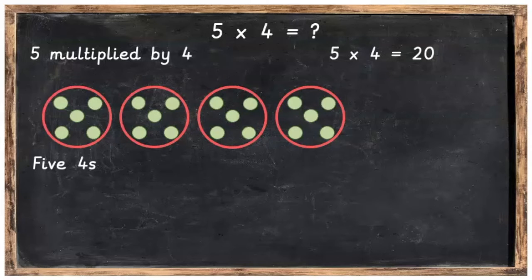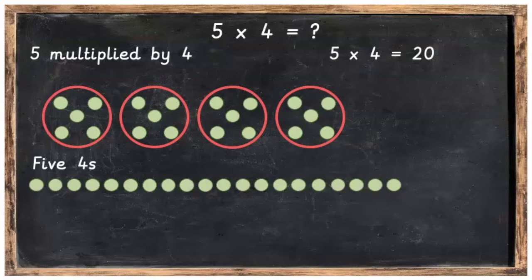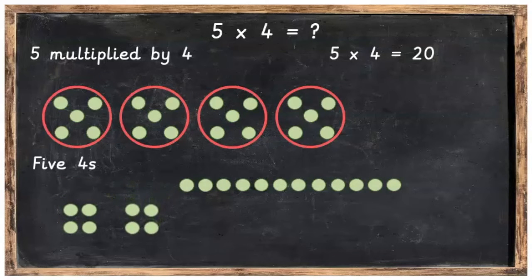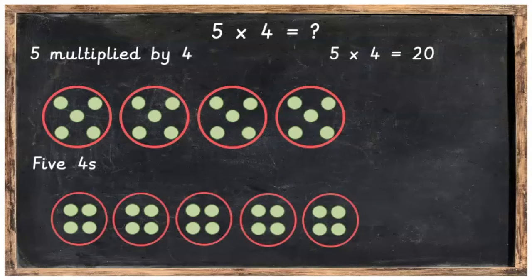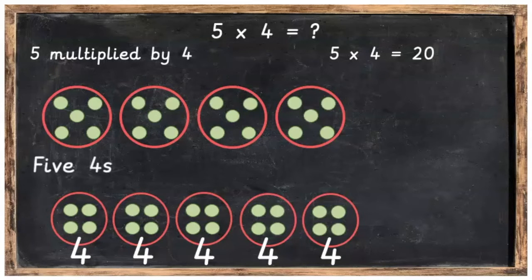The other way of understanding multiplication is by saying 5 fours. So if we get our 20 counters, we can make 1 group of 4, another group of 4, here's a 3rd group of 4, a 4th group of 4, and here's our 5 groups of 4. Here we've got 5 groups of 4, or 5 fours. We can also write this with a 5 multiplied by 4 is equal to 20, just like in the example above.